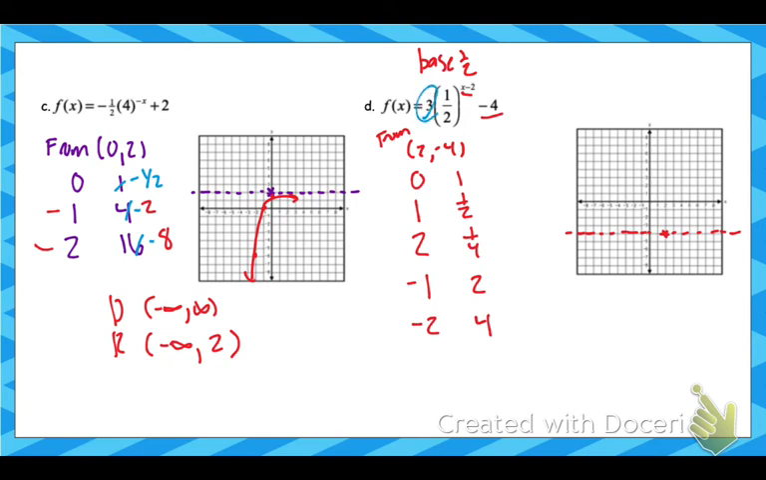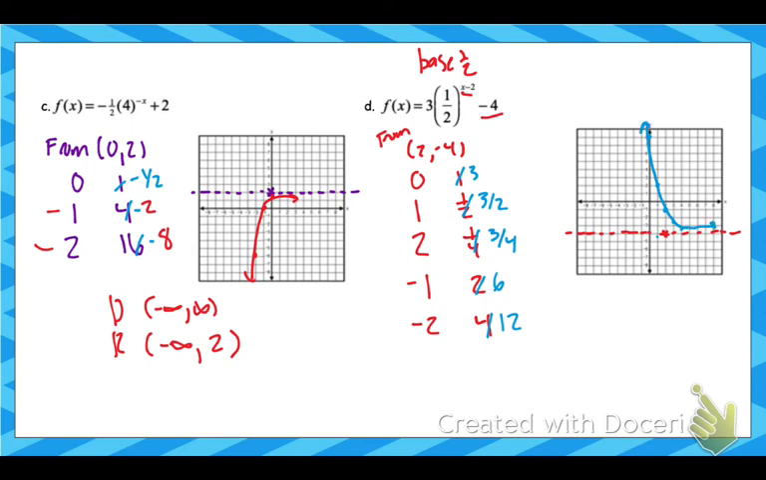Now we do have a vertical stretch that I'll go ahead and apply. And then let's go ahead and make those moves. So over 0, up 3, right 1, up 1.5, right 2, up 3/4, left 1, up 6, and then left 2, and up 12. So you can see what's actually happened to this graph.